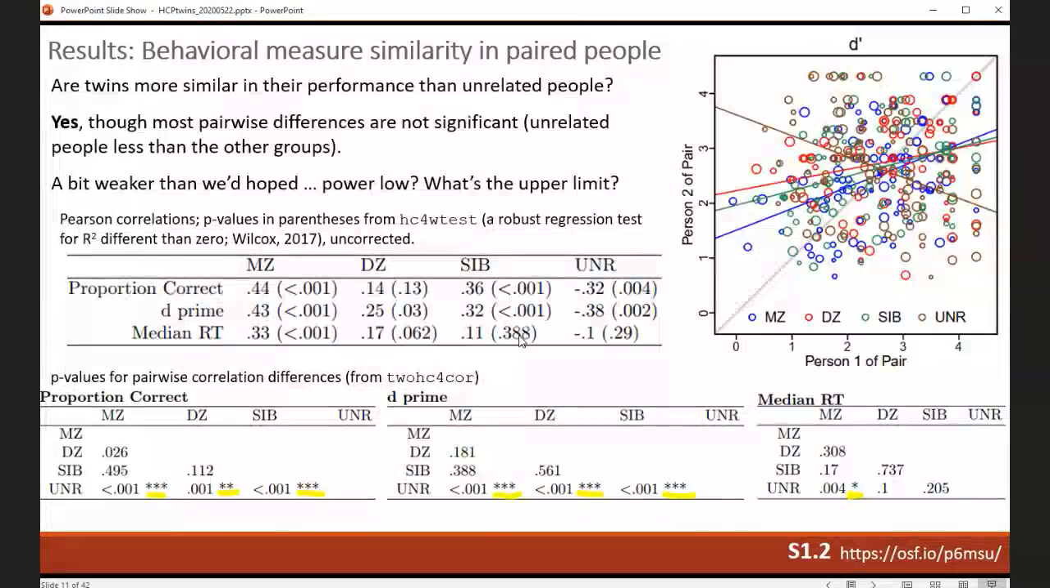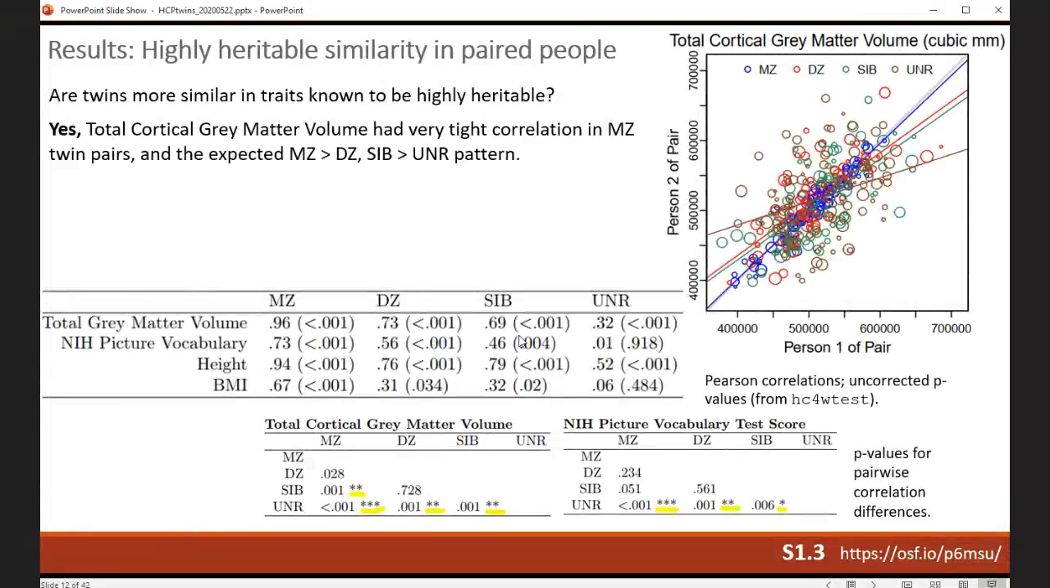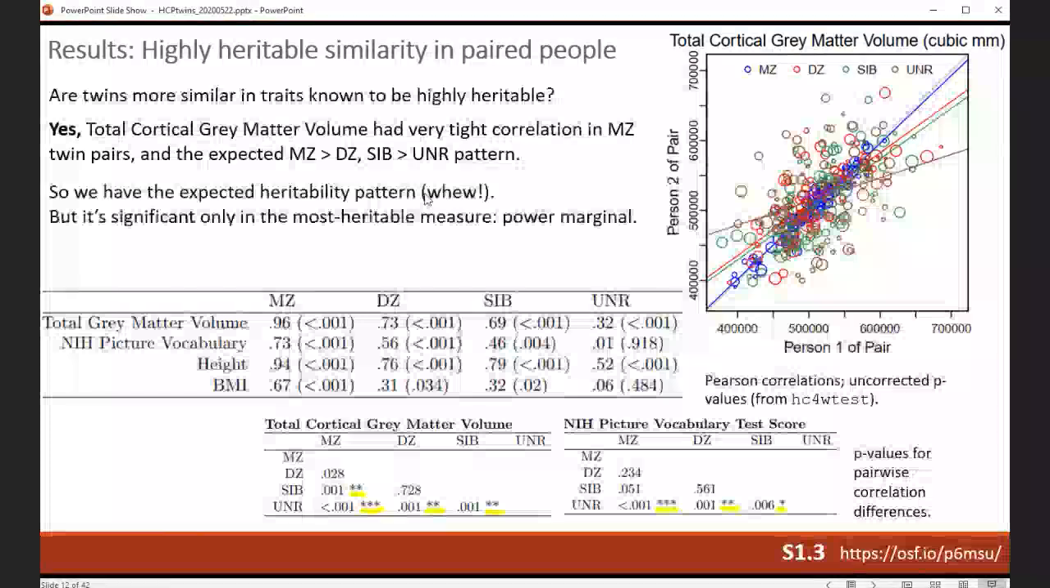So I asked Deanna Barch and some other people what is the strongest thing that you measured in the HCP data set that is really correlated in twins? They suggested this little list here: total gray matter volume, NIH picture vocabulary, which is an IQ proxy, height, and BMI. They said those things are really correlated. And sure enough, here's the total cortical gray matter, and you can see this blue line. It is ridiculously highly correlated. Here we do get the pattern we were expecting, with MZ more correlated than DZ, and siblings more correlated than DZ. So, whew, we have the expected heritability pattern, and it's not that something drastically wrong happened. But we only get the full set of pairwise differences that we were hoping for in the total gray matter, which is the strongest.